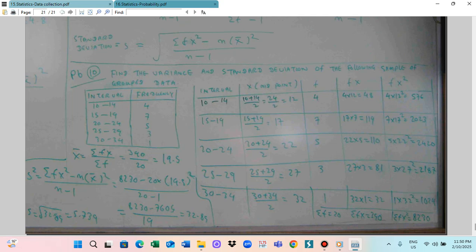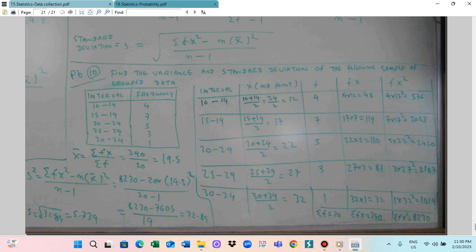And also the 15 to 19. So for 15 to 19, the midpoint will be 15 plus 19 by 2, so this is 17. The frequency is 7. So frequency multiplied by h, 7 multiplied by 17, is equal to 119. And also 7 multiplied by 17 square is equal to 2023. So this is for the 15 to 19.